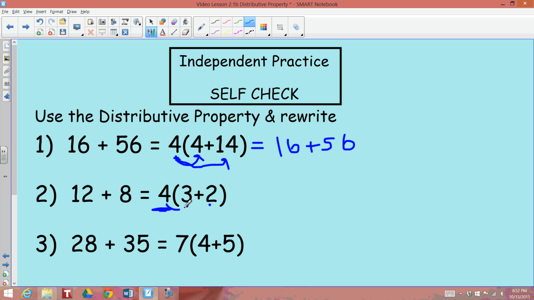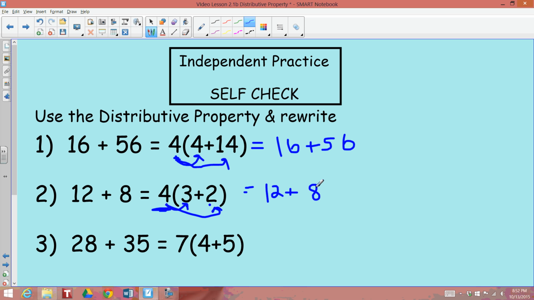Is 4 times 3 plus 4 times 2 equal to 12 plus 8? Well, 4 times 3 is 12 plus 4 times 2, which is 8. So I know that I rewrote this addition problem correctly.